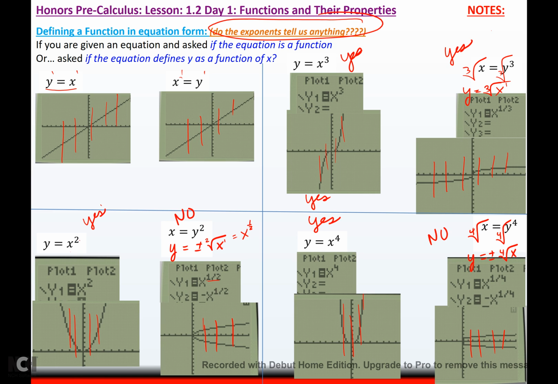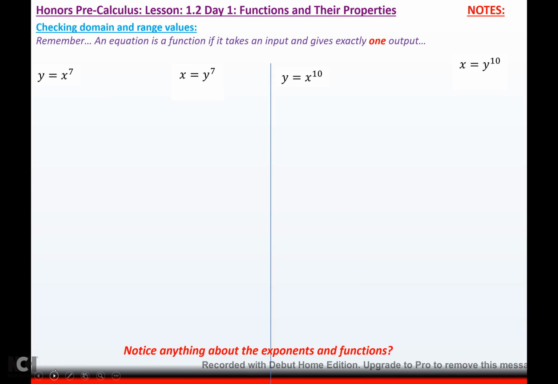Well, to me, if the exponents are odds, they're functions. If they're even, then as long as it's on x, it's a function, but if it's on y, it's not. Food for thought.